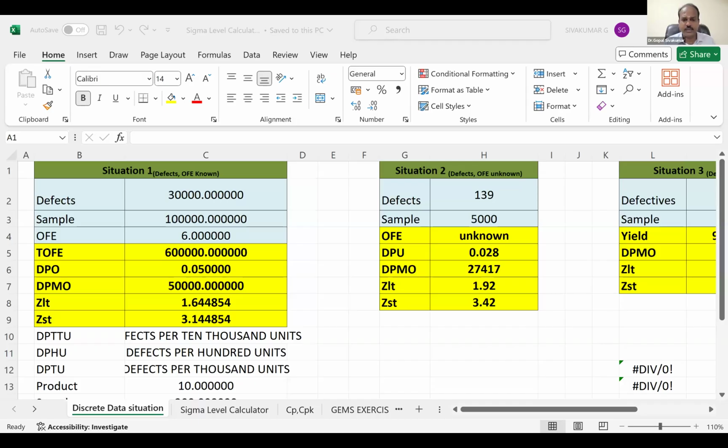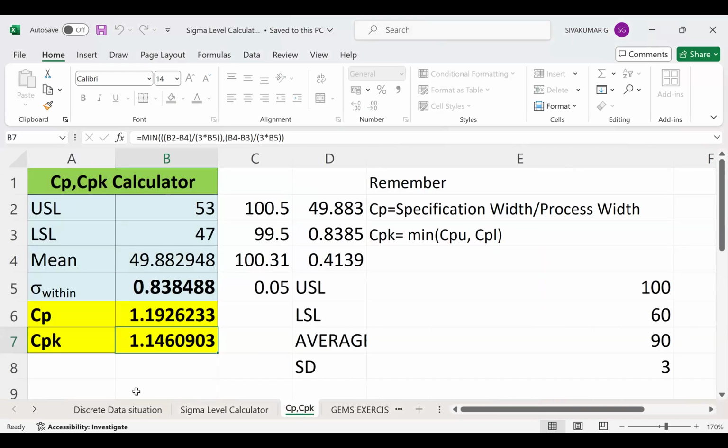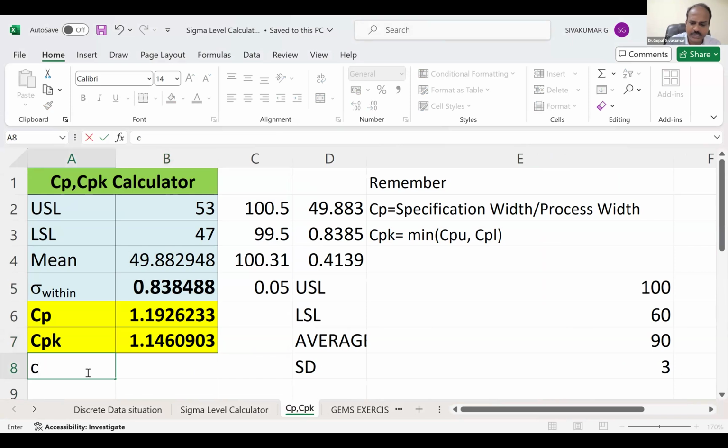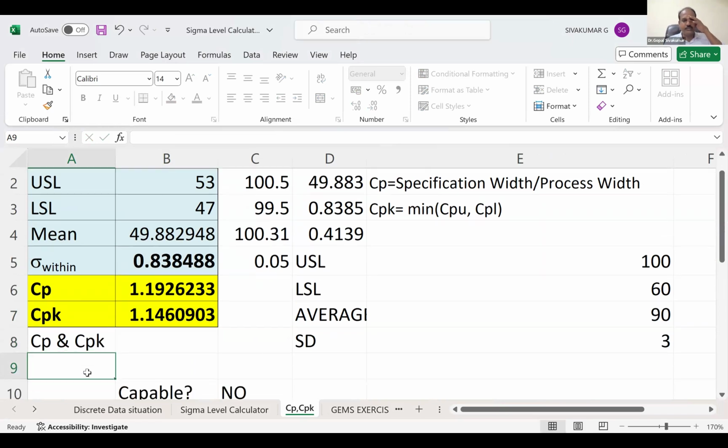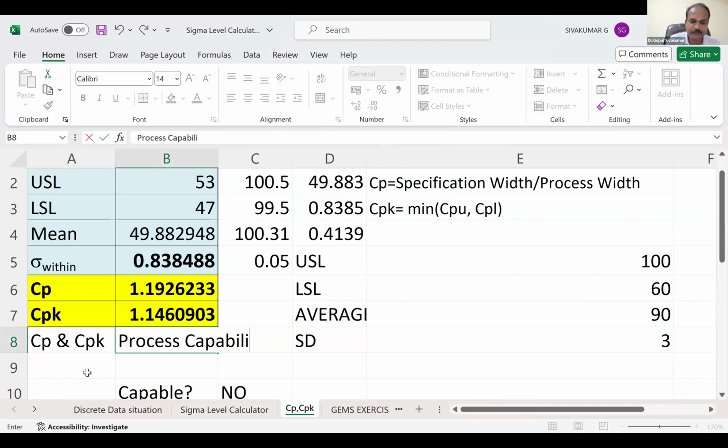You can see my Excel file now, and there is a sheet known as CP and CPK. Can you see here CP, CPK? Please note CP and CPK. C means capability. P stands for process. That means these are nothing but measures of process capability, in general known as process capability indices.